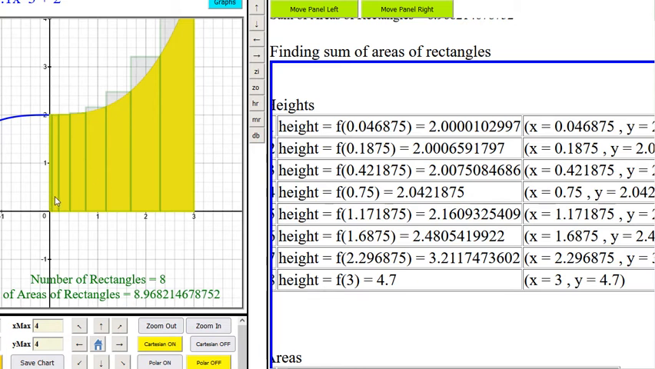The second rectangle, x of 1 is 0.046875, x of 2 is 0.1875, and we will use the right endpoint, which is 0.1875, to find the height of rectangle number 2, and that comes out to be 2.00659. And so the height of the second rectangle is 2.00659. And similarly, the heights of the other 6 rectangles are these values right here.